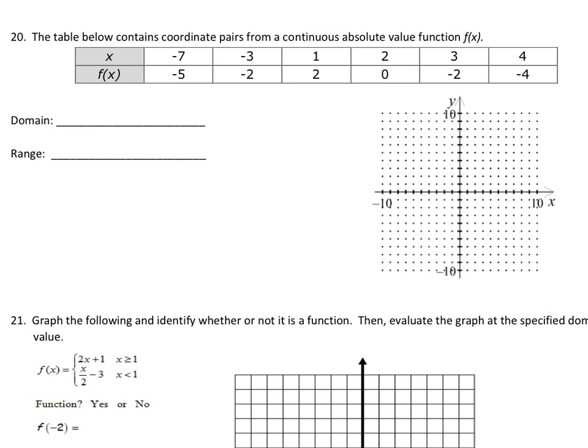All right, so let's take a look at problem 20. Here we have a table that contains coordinate pairs from a continuous absolute value function. Now, continuous means that it's not just these points. It's all these points and all the points that are connected to these points. So we're just going to use these points to help us form the graph. But then we're going to answer the question based on the fact that this is a continuous graph.